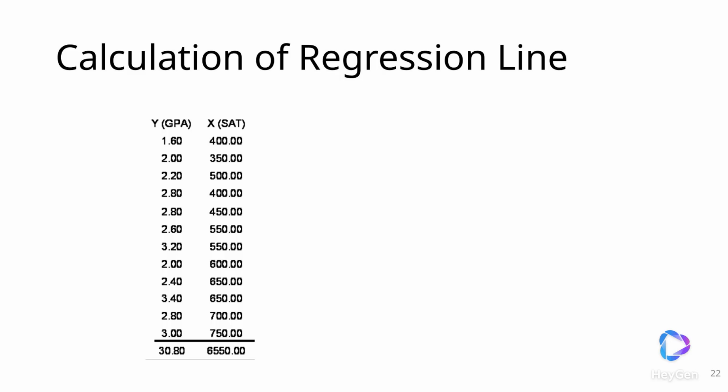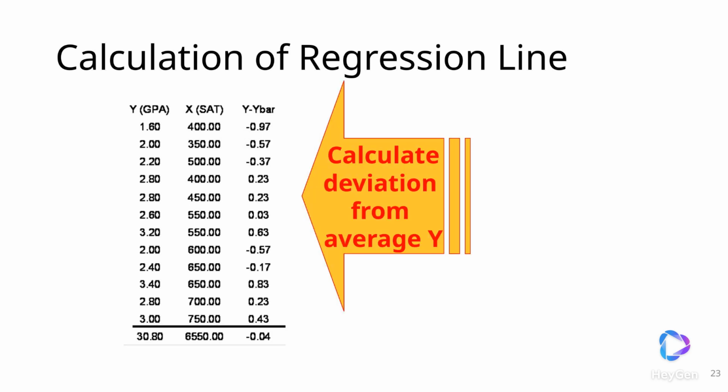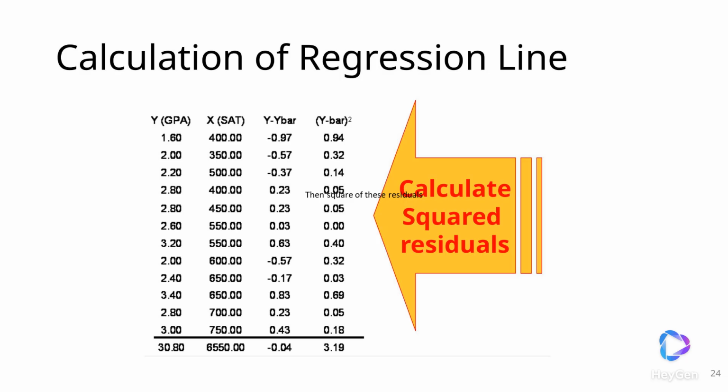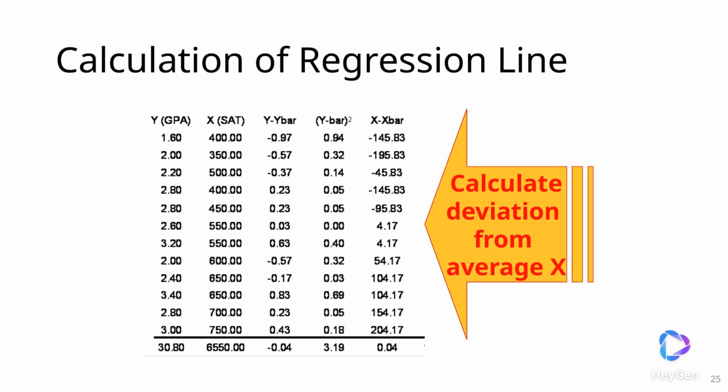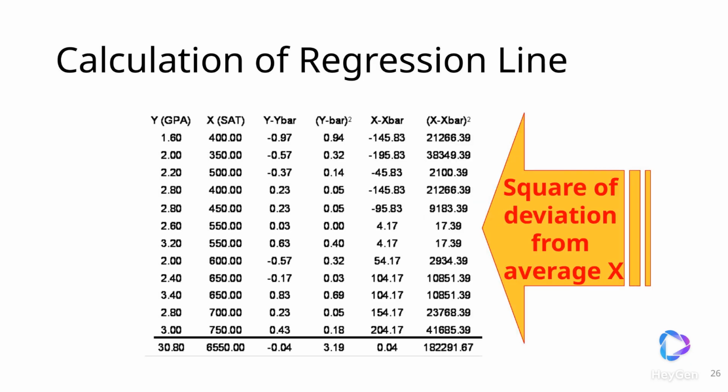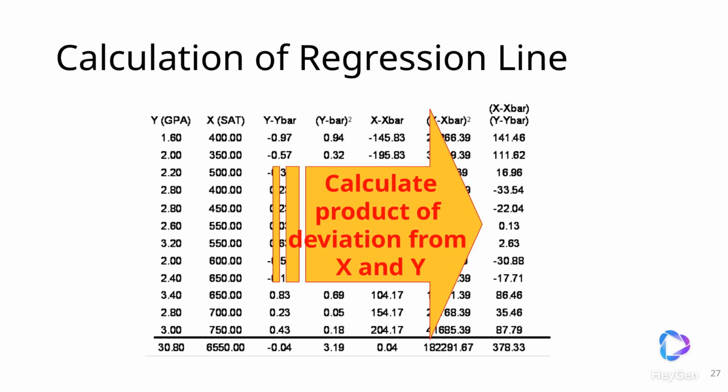Suppose we predict students' grade from their SAT admission scores. The first step is to calculate deviation from the average y. Then square of these residuals. Calculate deviation from average of x. Square the deviation from the average of x. Next, calculate product of deviation from x and y.